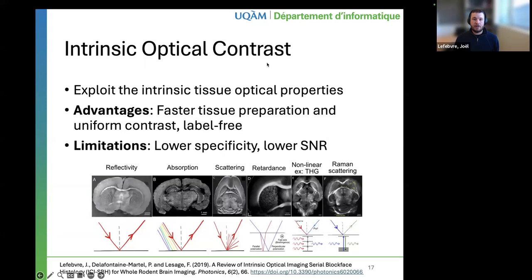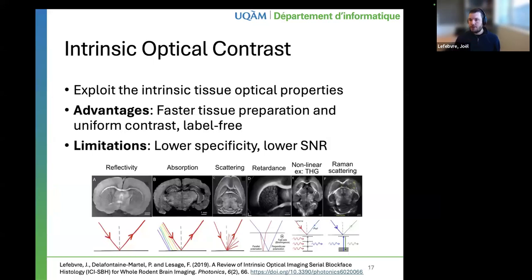A disadvantage of intrinsic optical contrast is that it has lower specificity. So basically, everything in the brain can reflect the light. So we have to make sure that we are able to disentangle what light was reflected by myelin and what light was reflected by other components, for example. And it typically has a lower SNR if we compare it to fluorescence confocal microscopy.